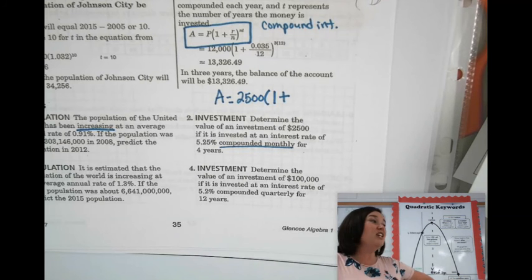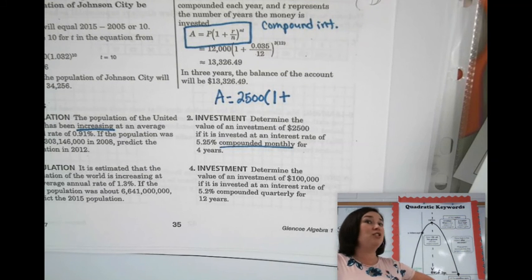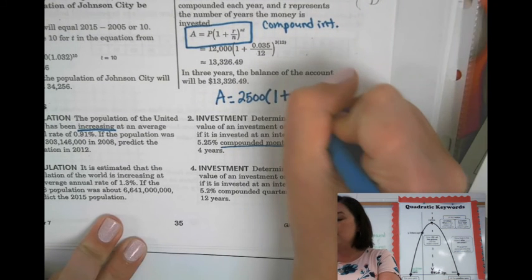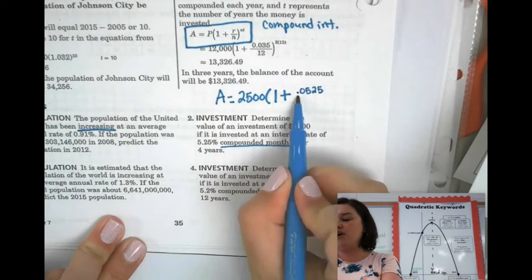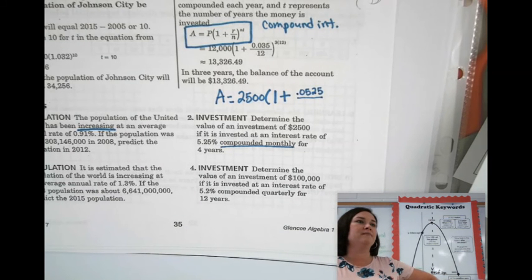R still stands for the rate. What is our rate in percent? 5.25. But I've got to change that to a decimal, which means I move it 2 places to the left. So that is 0.0525. That goes where R is, over, and we have a new letter, N.